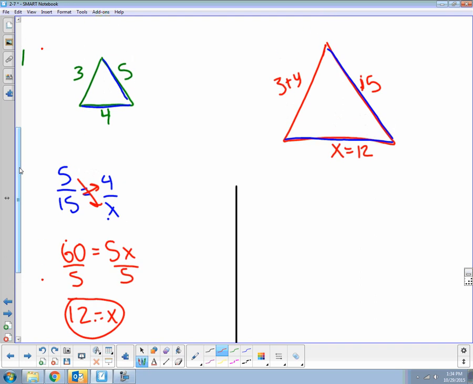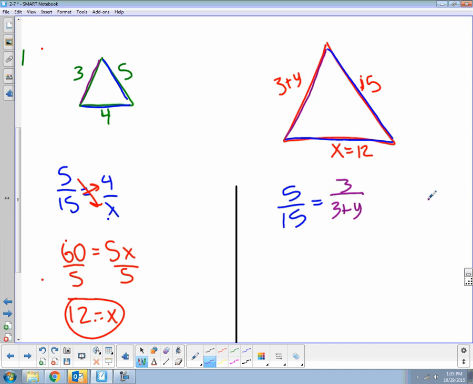We do the same type of thing for y. I'm going to set up my proportion. I'll use the 5 and 15 again. 5 over 15, because I know that's true. The 3 and the 3 plus y. So this side here matches with this side there. They're corresponding sides. So 3 over 3 plus y is how I can set that up.